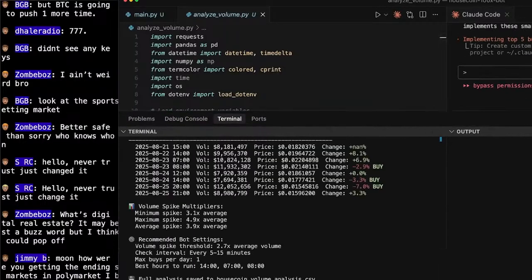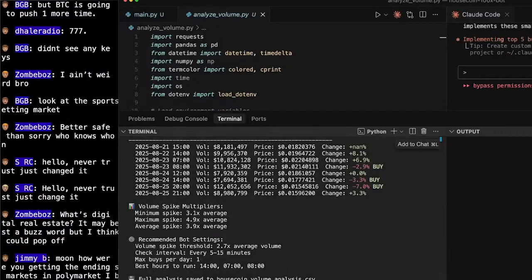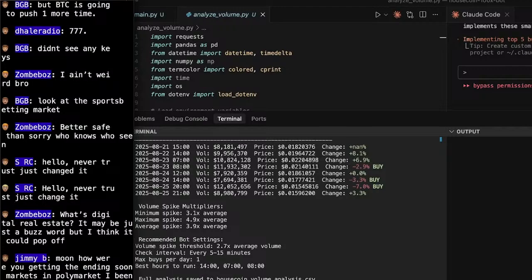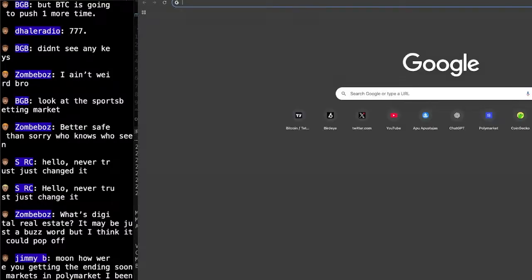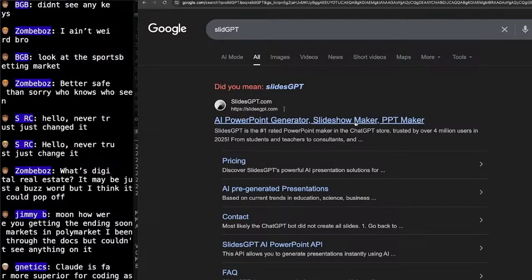The pitch from Housecoin's site is made with Slid GPT. This guy is an AI vibe coding, I mean, I know what that's. This guy, what's Slid GPT? I hope the website is built with AI, dude. Slid GPT, AI PowerPoint generator, slide maker. Oh, slide GPT.